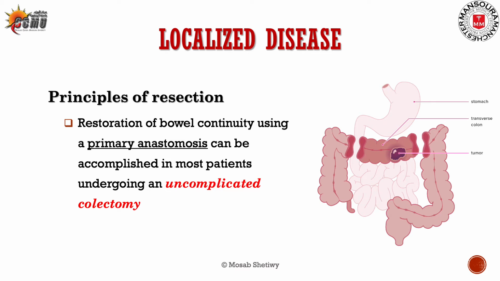After resection of a segment of bowel, restoration of the bowel continuity by primary anastomosis can be achieved in most patients who are having uncomplicated presentation and uncomplicated surgery.